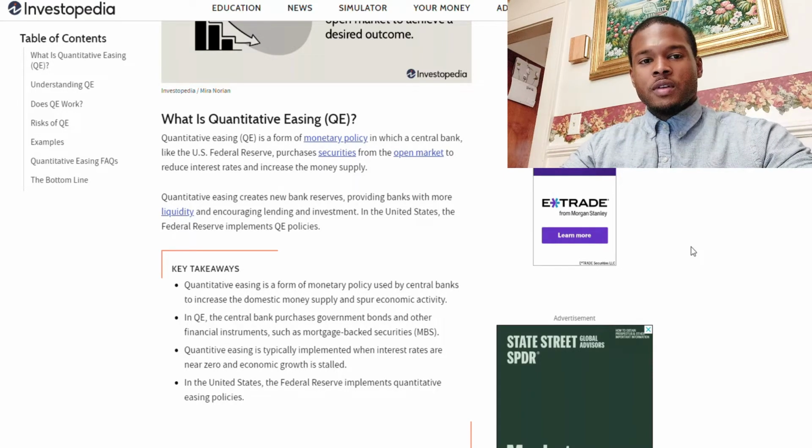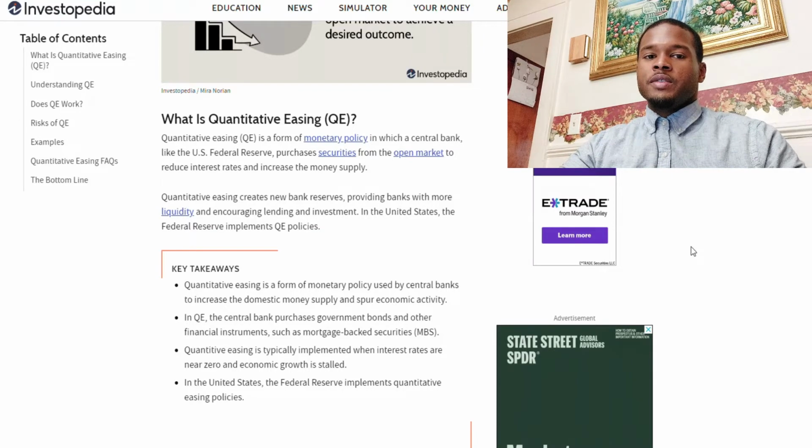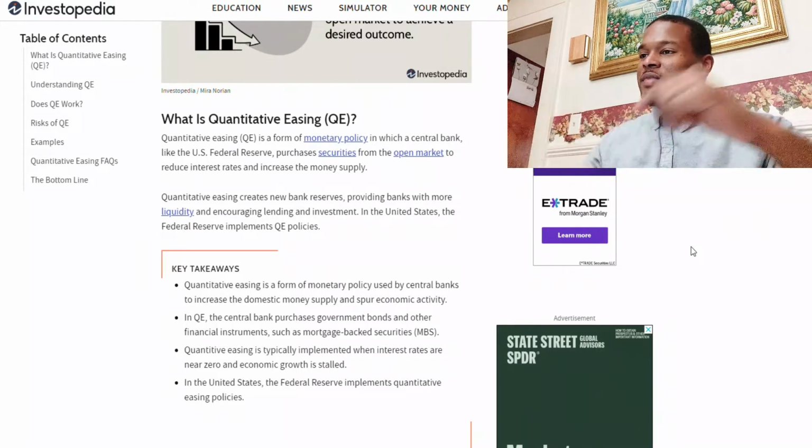What the Fed did in 2020 was called quantitative easing. It's a form of monetary policy in which the central bank, like the Federal Reserve, purchases securities from the open market to reduce interest rates and increase the money supply. The reason they did this is that in March of 2020, nobody could work during the COVID lockdowns, and they sent out those stimulus checks. Remember the 6.5 trillion, excuse me, of stimulus checks? Everyone got $1,000, and that contributed to what we're seeing right now. But let me stick to the quantitative easing.